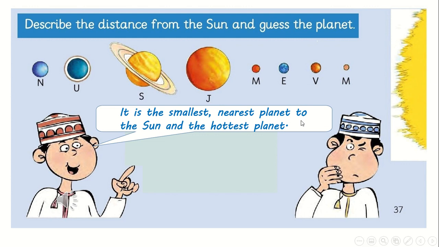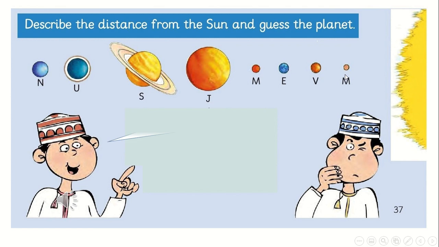Look here, the smallest. Which one is the smallest? Yes, here, teacher, this is the smallest. And which one is the nearest? Nearest to the sun, nearest planet to the sun. This one, teacher, what do we call this one? It is Mercury. Well done, my students. Mercury. Excellent.